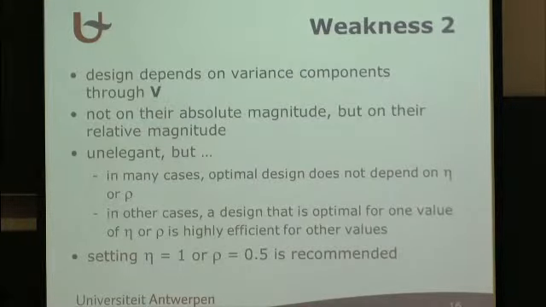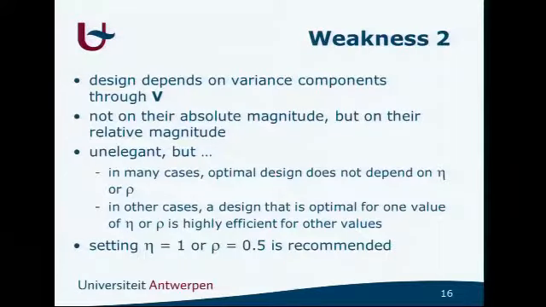There's a second weakness, which is, in my opinion, less serious, but it's still a weakness. The optimal blocked experiments and the optimal split plot experiments do depend on the variance components. They do depend on the relative magnitude of the variance components. And that's very inelegant, because if you want to set up a split plot experiment or a blocked experiment, you typically don't know the relative magnitude of the variance components.